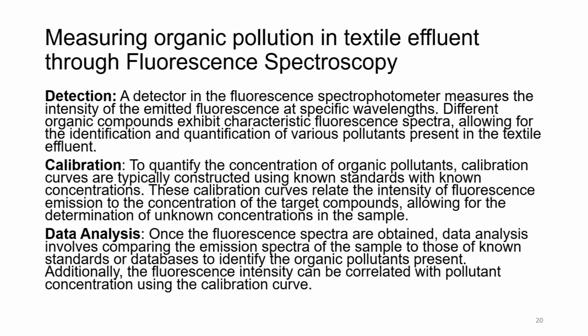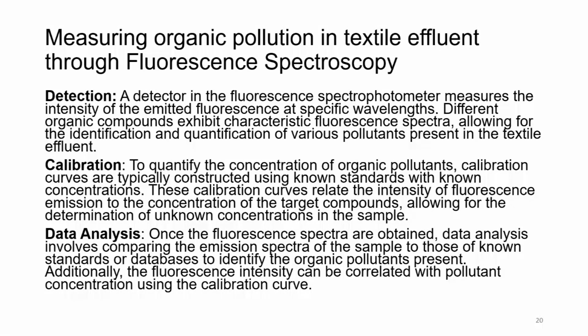Detection. A detector in the fluorescence spectrophotometer measures the intensity of the emitted fluorescence at specific wavelengths. Different organic compounds exhibit characteristic fluorescence spectra. So, two compounds will not have similar spectra, and that is the advantage, allowing for identification and quantification of various pollutants present in the textile effluent.